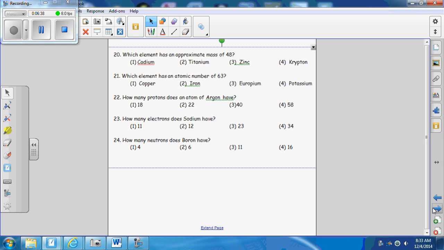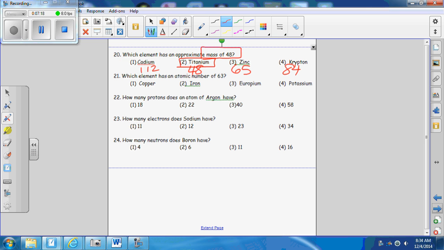Question number 19. Did I lose 19 also? Oh, perfect. Which element has an approximate mass of 48? You had to look on the periodic table to find this answer. Titanium has 48. Cadmium is at 112. Zinc has 65. Krypton is 83, 84. So the only answer could be titanium.